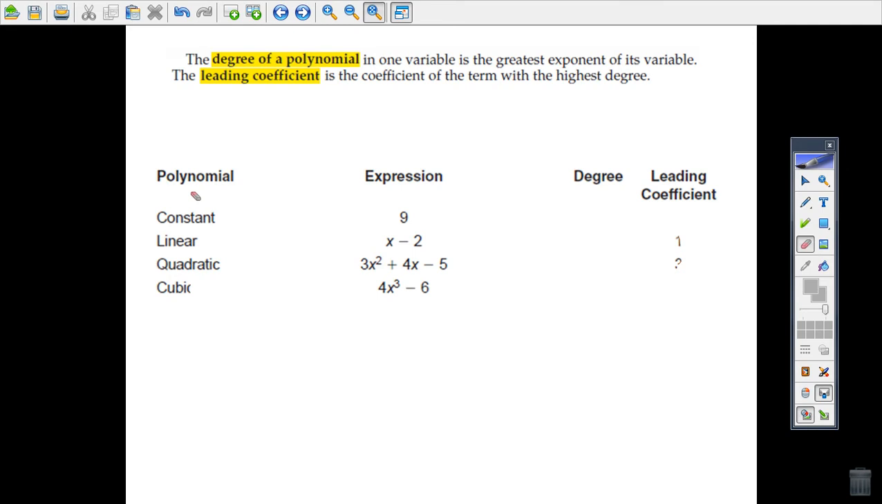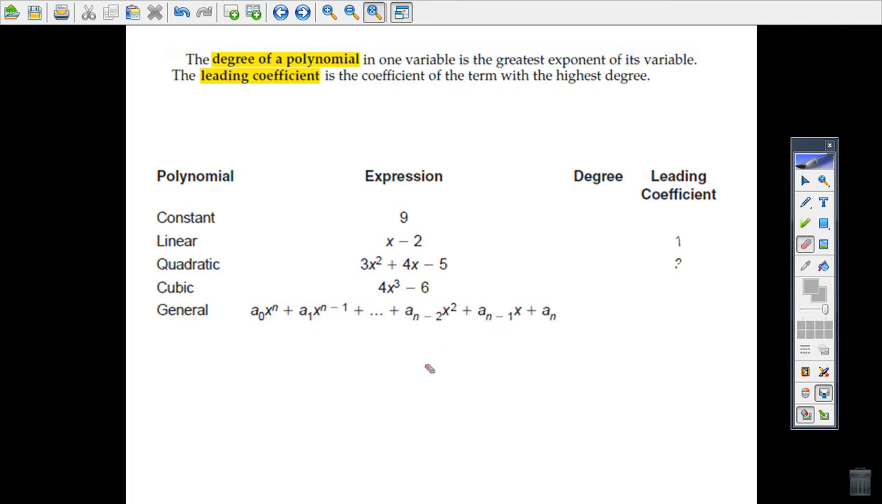If you have an x minus 2 kind of situation, that's linear. Because when you graph it, what shape is it? A line. 3x squared plus 4x minus 5, that one's quadratic. 4x cubed minus 6, that one would be cubic.